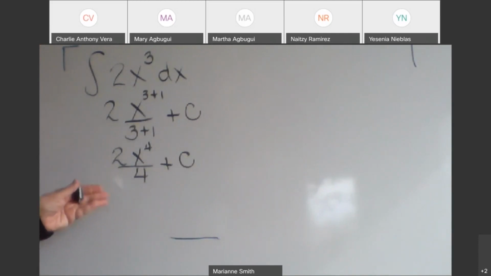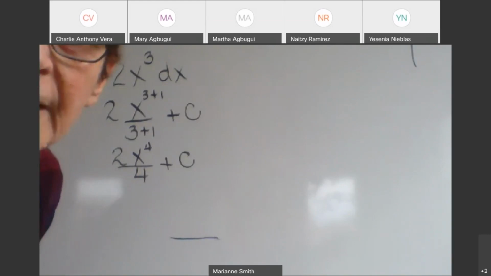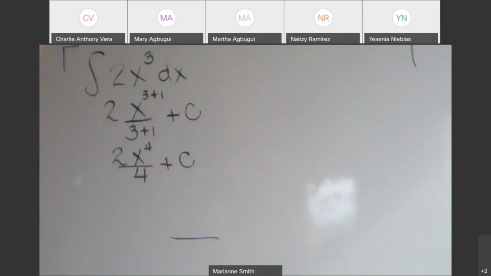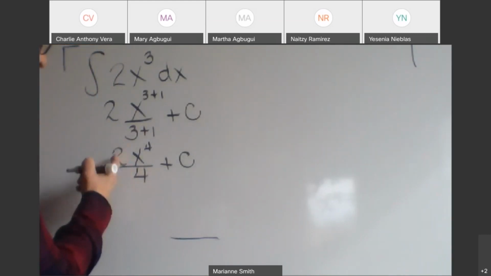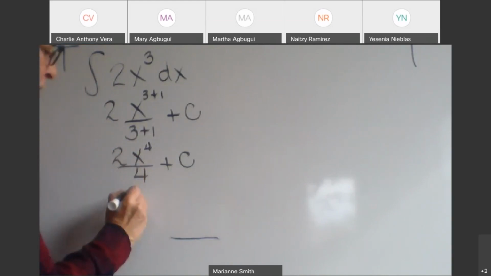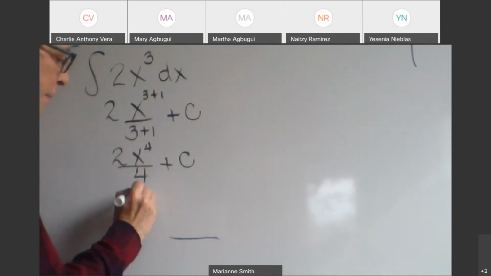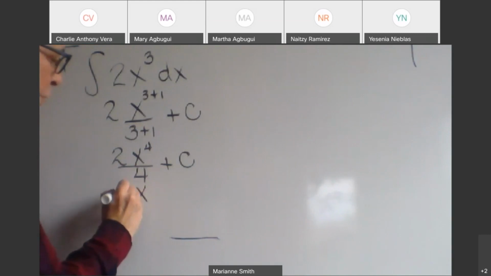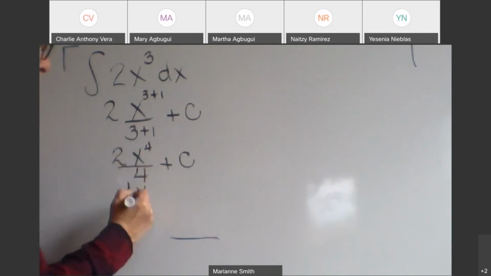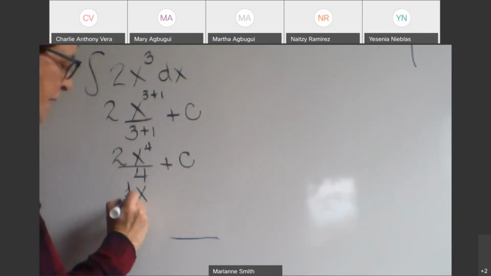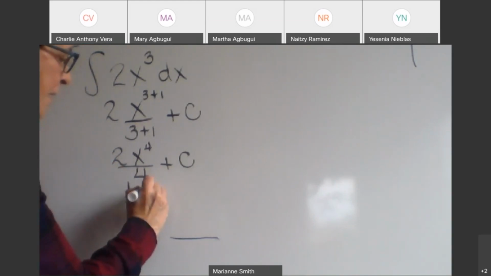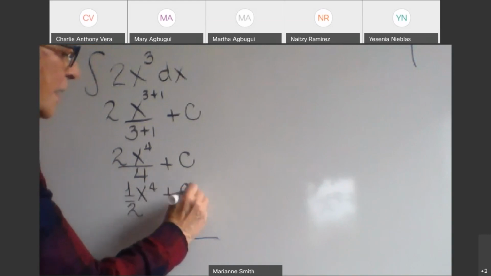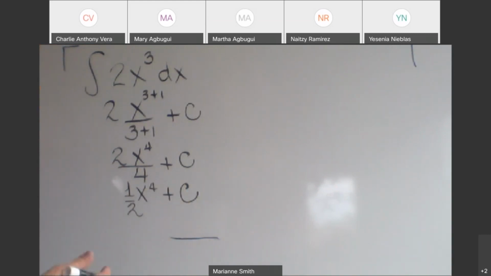Now this can be simplified further. I can divide a 2 out of the numerator and a 2 out of the denominator, so let me do that. 2 goes into 2 once, which I don't need to write, or I could put 1 like that. And then 2 goes into 4 twice. So basically, I could say 1/2 x to the 4th plus c. You could also write it as x to the 4 over 2 plus c.